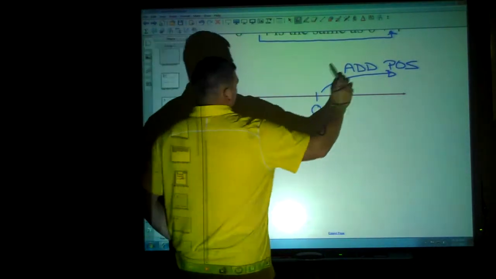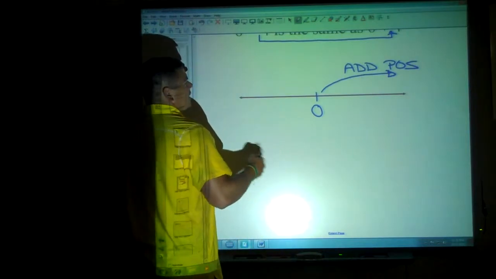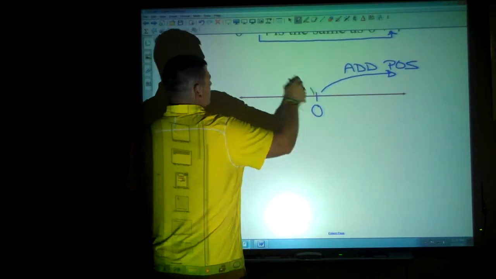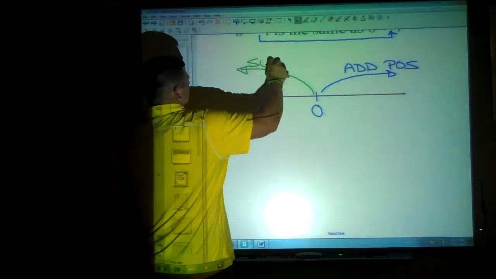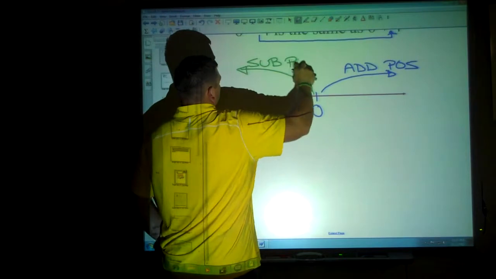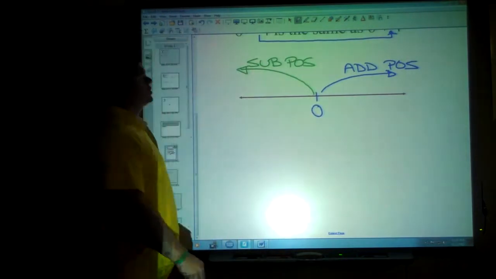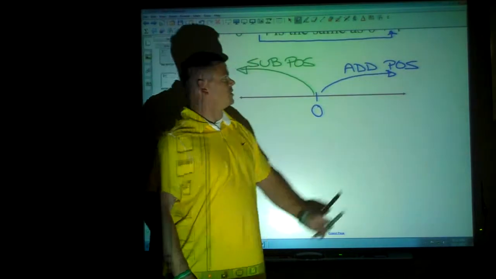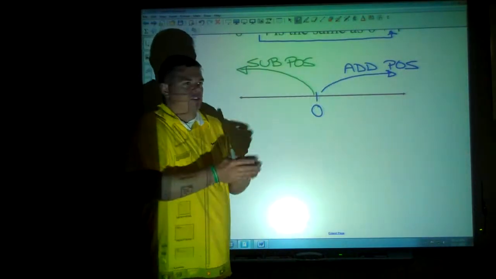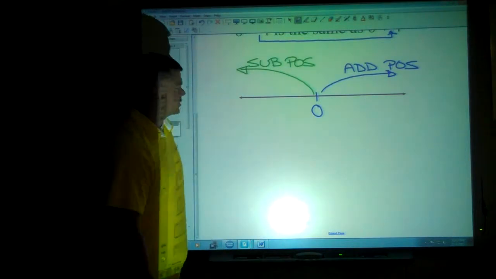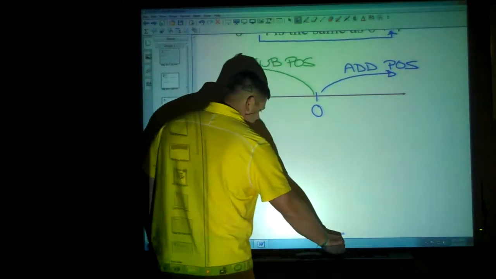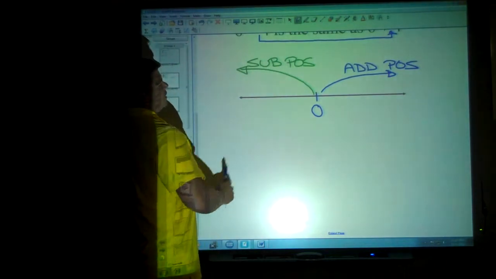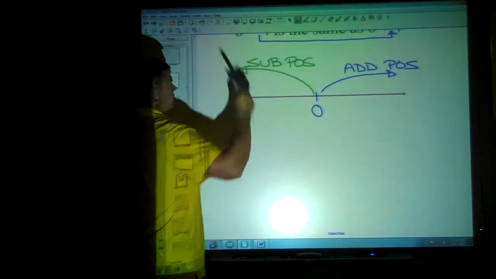If adding a positive takes you to the right, then subtracting a positive can't go the same direction. Subtracting a positive has to go the opposite direction. Subtraction and addition are opposites. The subtraction of a positive has to go the opposite direction of adding a positive. All right, good. Now, over here, if subtracting a positive makes you go left, what would subtracting a negative do?